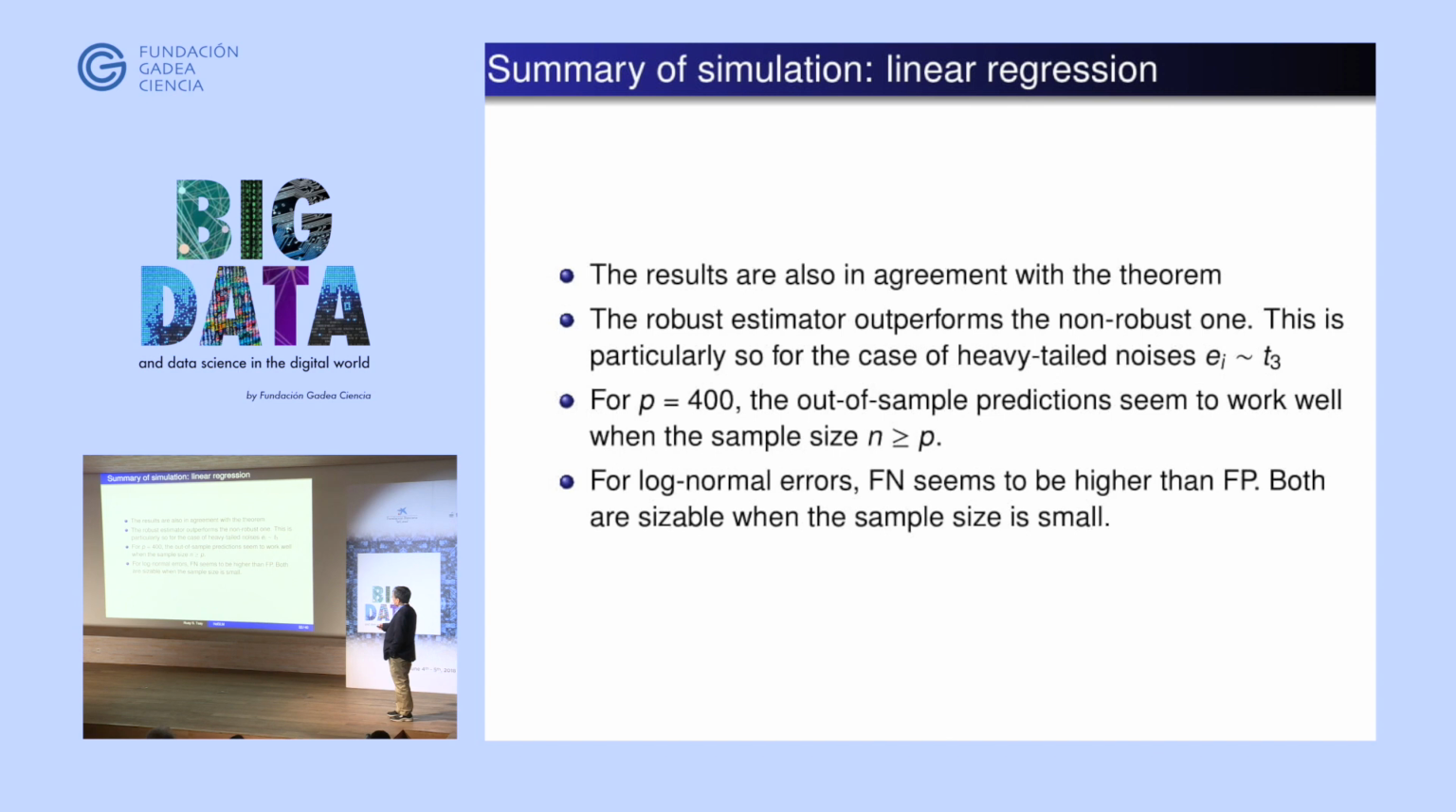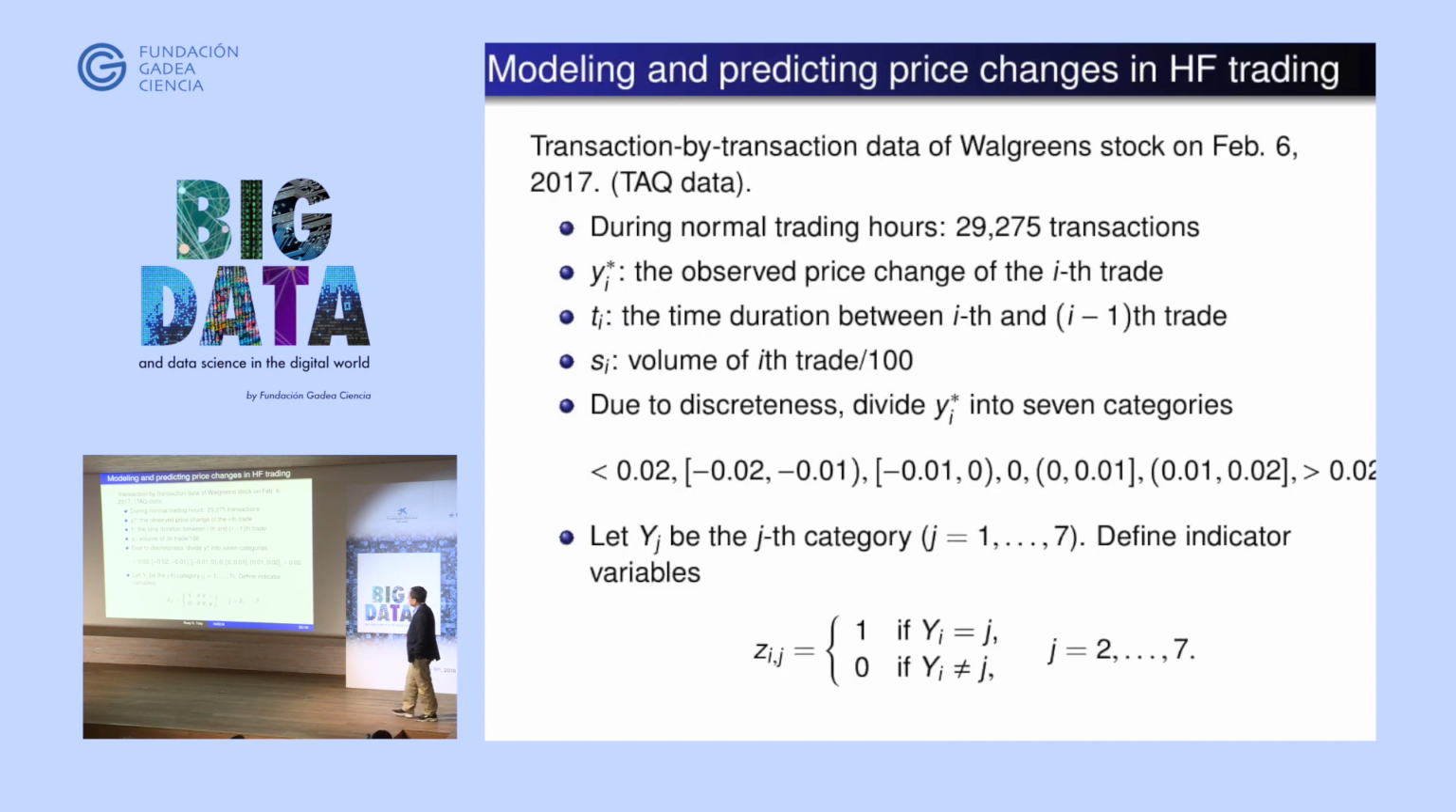For the log normal type of distribution, with this asymmetric type of noise, the false negative rate seems to be higher than the false positive rate. And this rate is not really small when the sample size is small. So those are the simulation results.